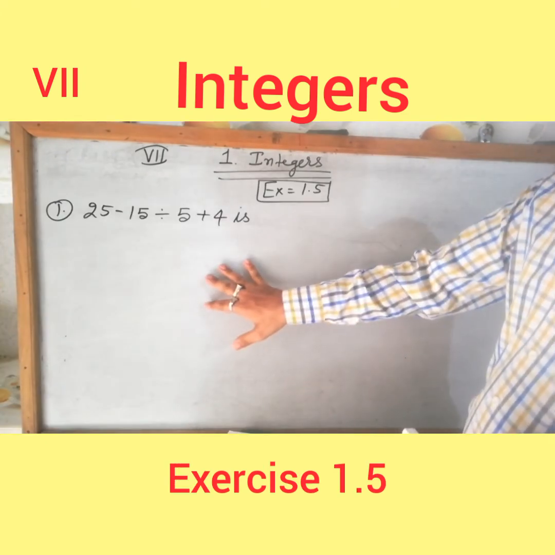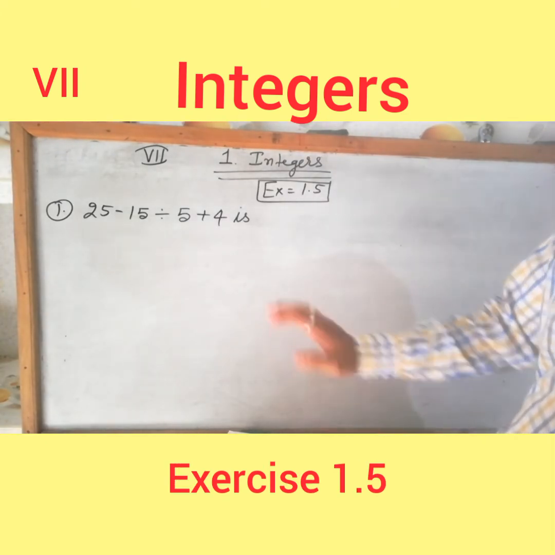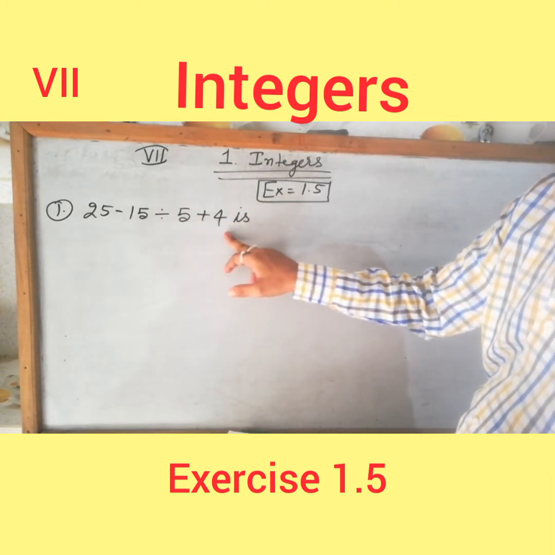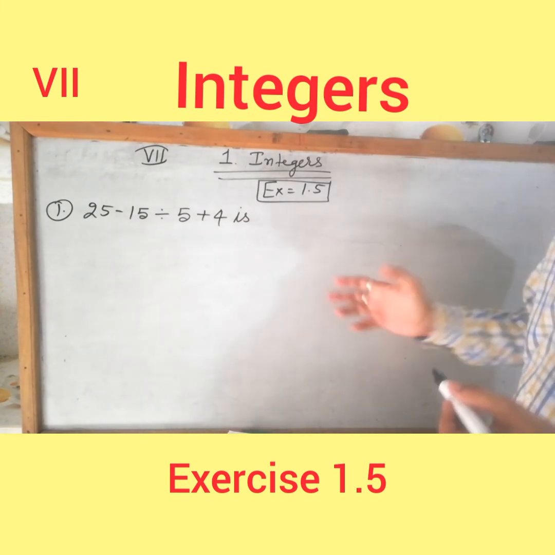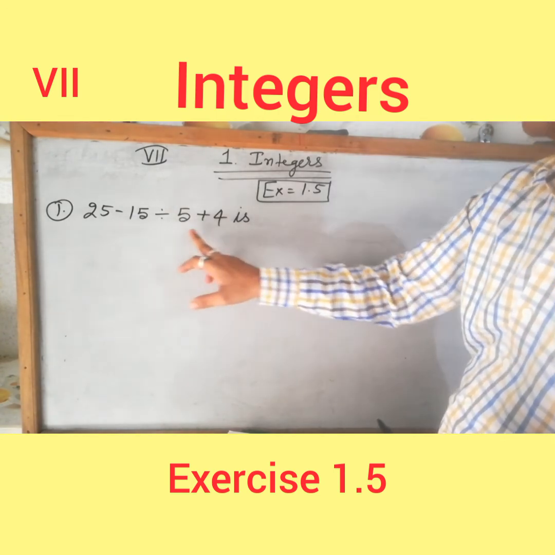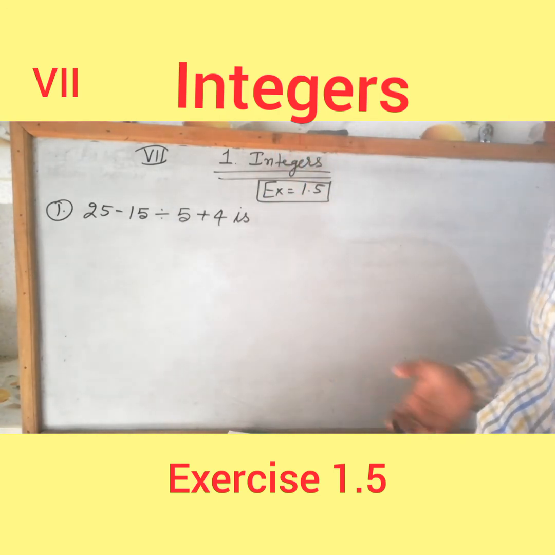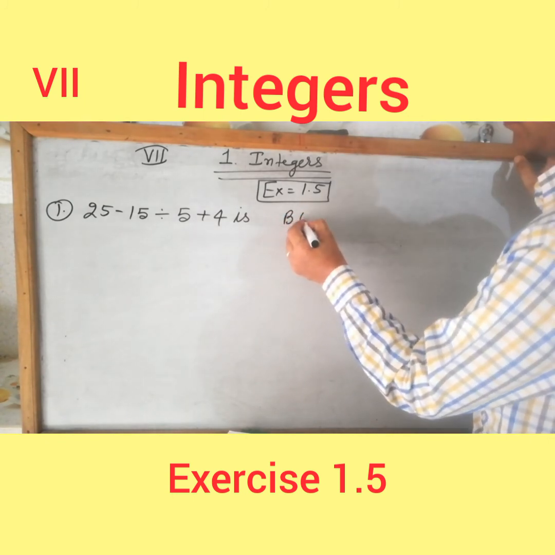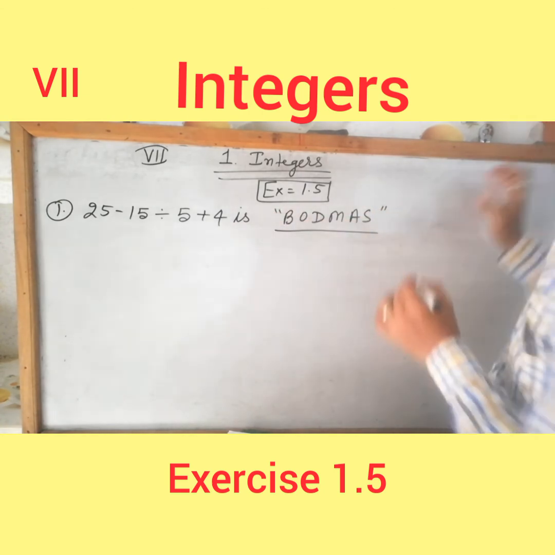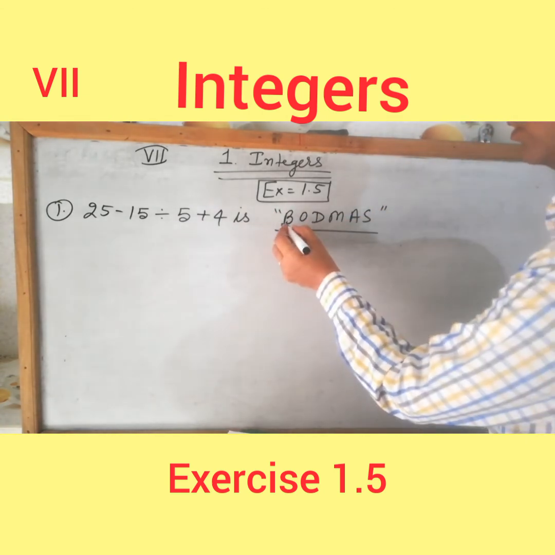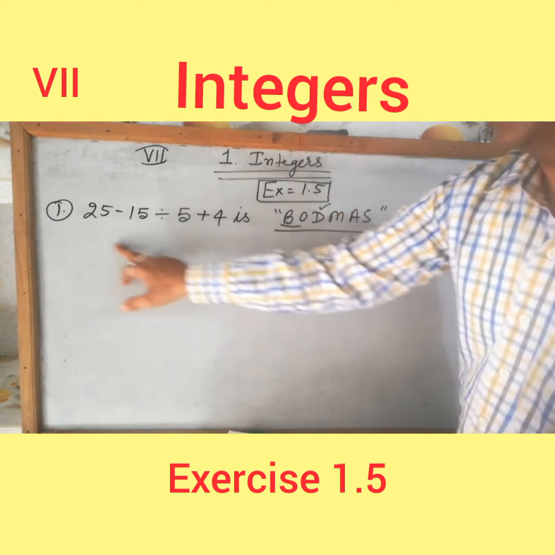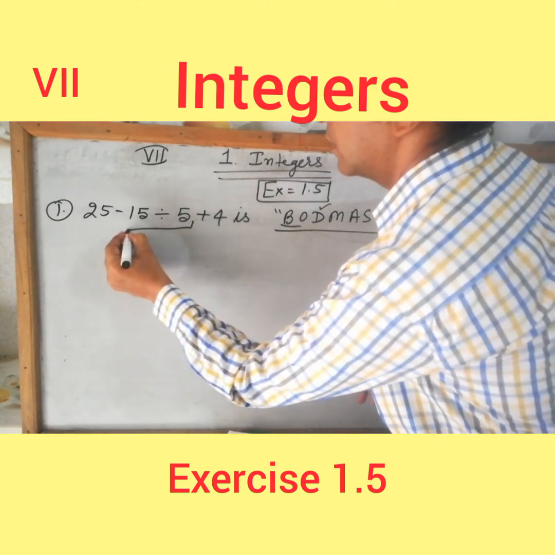So, first question of exercise 1.5. It is very simple: 25 minus 15 divided by 5 plus 4 is what? Now if we see the question very carefully, all the signs come together in this question except multiplication. So we use this rule, BODMAS. There is no bracket, so we do not use this sign. D for division. Is there any sign of division? Yes, there is a sign of division. So we start.